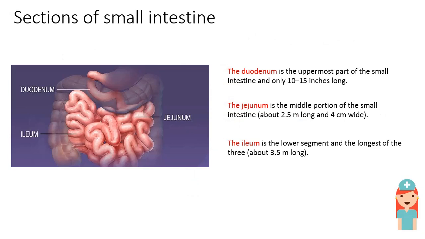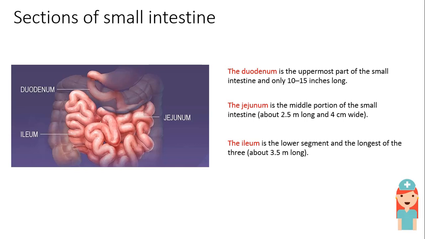Now let's move on to the sections of the small intestine. The first section is the duodenum. The duodenum is the uppermost part of the small intestine and only 10 to 15 inches long. When food passes from the stomach, it enters the duodenum through the pylorus. The duodenum is the smallest part.